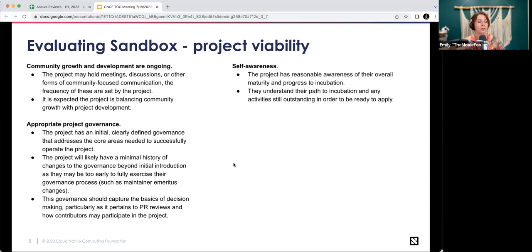And then project viability around, are they experiencing some form of community growth and development associated with that? That they're starting to balance project development with contributors that are interested, individuals that are filing issues or PRs to improve the project for their particular needs. We also want to see more project governance associated with them. Some sandbox projects come in with very minimal amount of governance, but as they see their community grow and start to develop, we should be seeing more project governance be put in place, something with a little bit more rigor to point to as they experience stretches in their current governance practices.